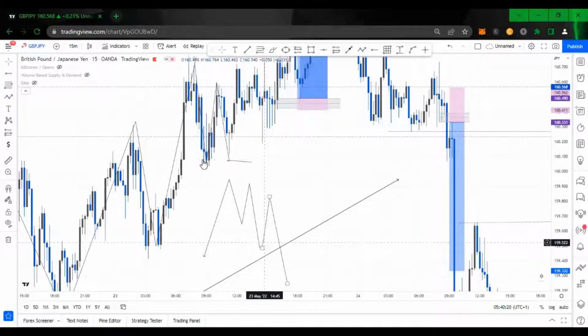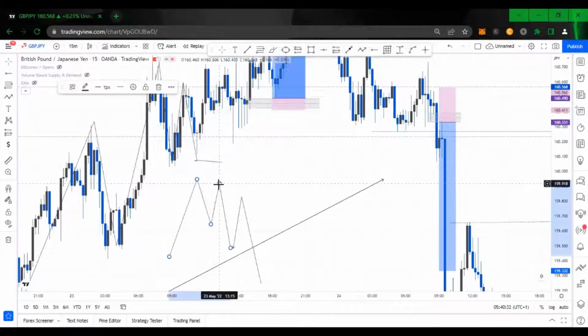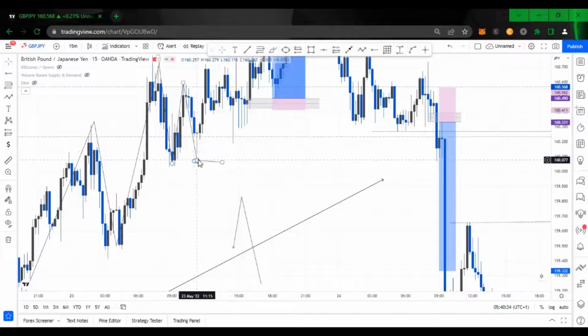However, the market refused to break these lows right here. It gave us a push up, push down, push up. It didn't break the highs, and then it didn't break the lows as well, and gave us a pin bar on the 15 minutes time frame. So I knew that at this point we should be looking for buys without any issue. We should be looking for buys in this market.